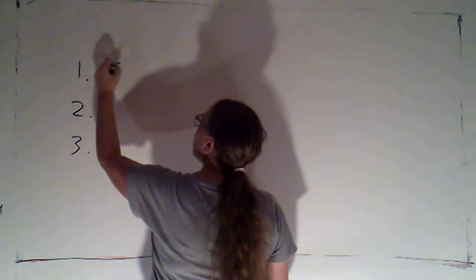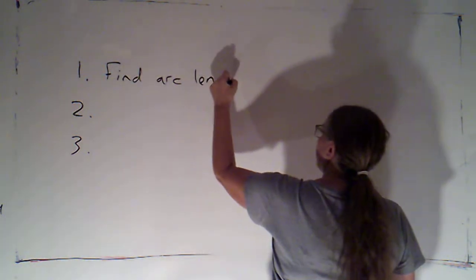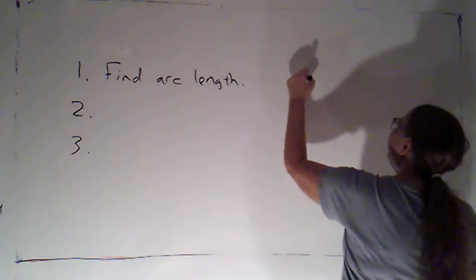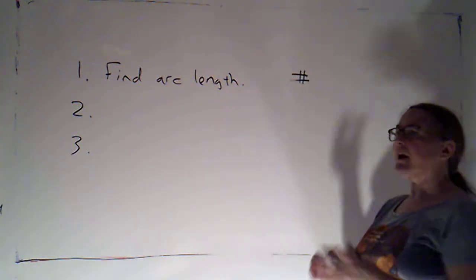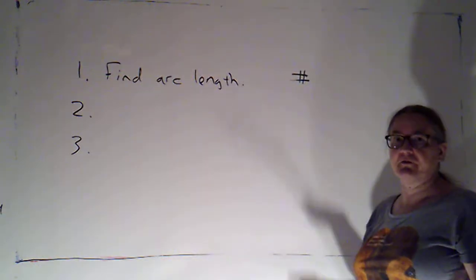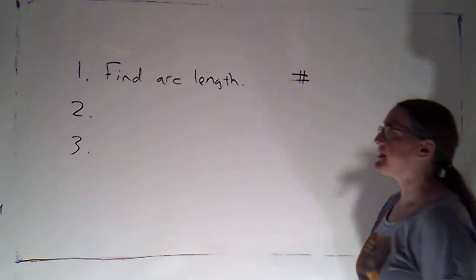I could ask you to find an actual arc length. Your answer in that case would be a number. You would be integrating over some interval from a to b the magnitude of r prime of t.